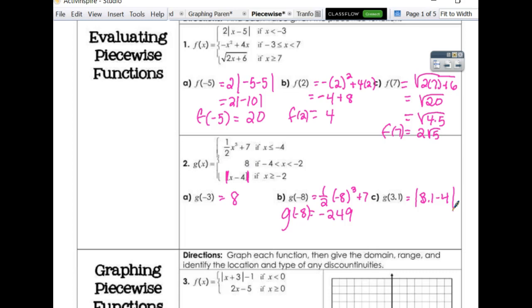Negative point what? 9, that's correct. So if it's negative 0.9, what does the absolute value do? Makes it positive. So you get 0.9.